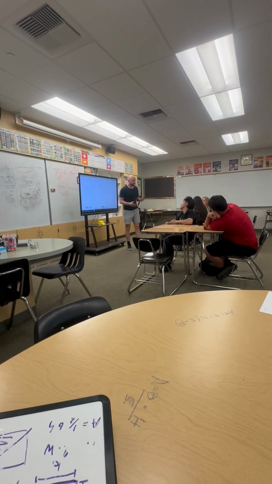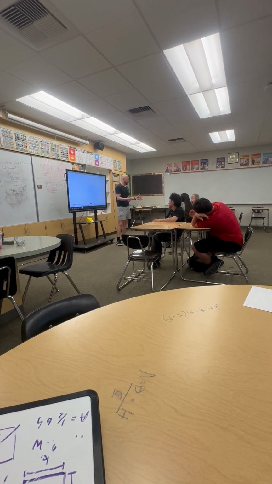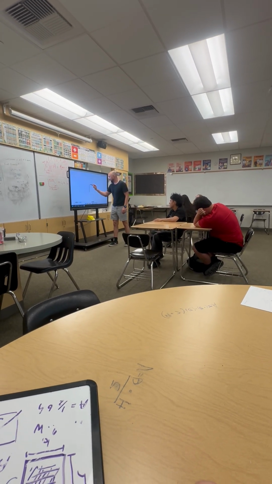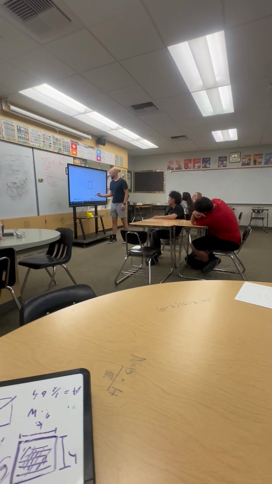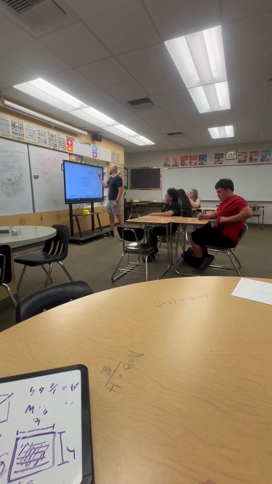Okay, so let's talk about area. Let's recap what we've learned, okay? Area is what? What is the formula for area? Base times height. Area is equal to base times height.